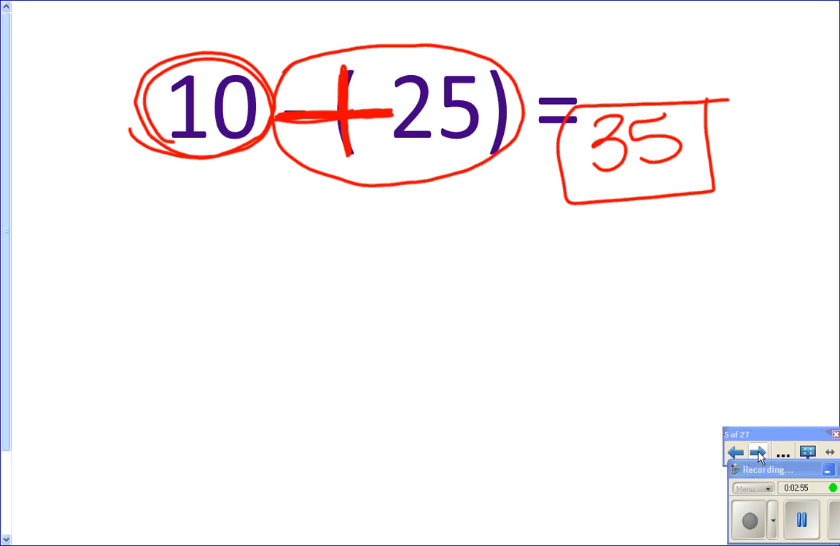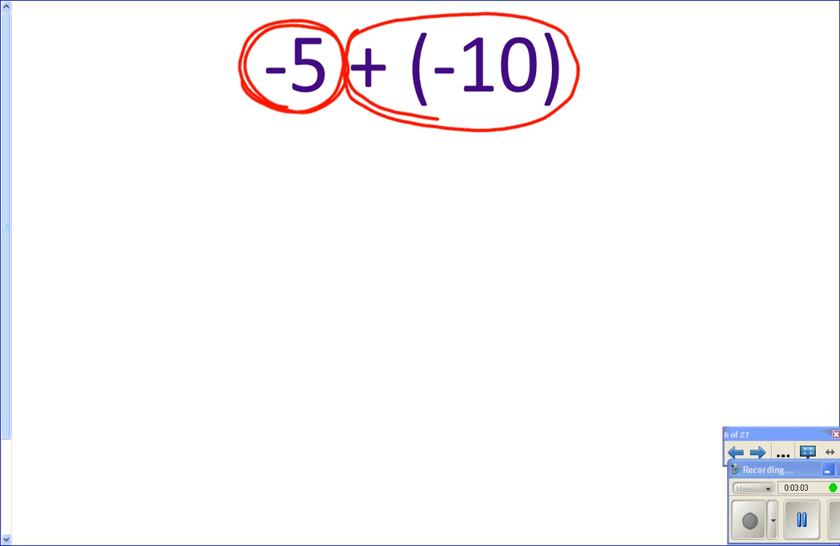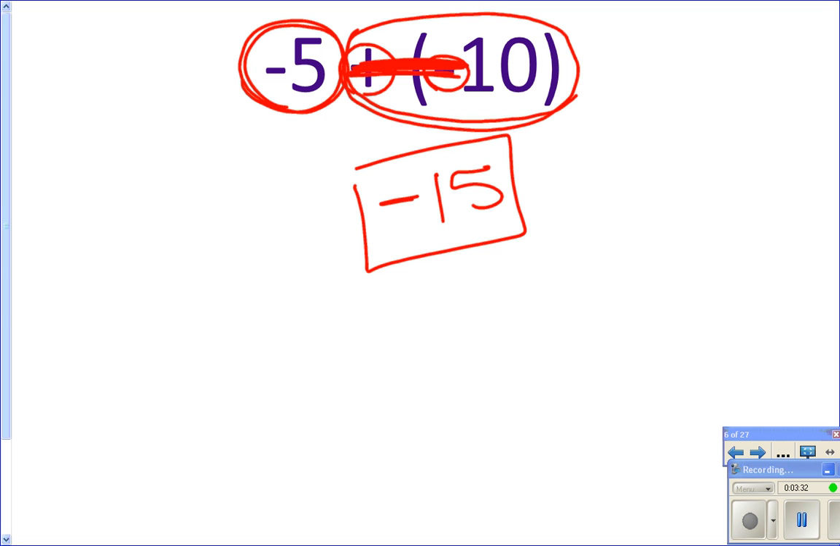Okay. Next one. We have negative 5 plus negative 10. So we have negative 5 plus negative 10. Looking at this second step, step 3 is, are these same signs or different signs? Since these are different signs, this is going to be a negative. Okay, so we have negative 5 minus 10. Well, since these are both negatives, you're just going to add these two together and keep the negative sign. So 5 plus 10 is 15, and they're both negative, so the answer is negative 15.